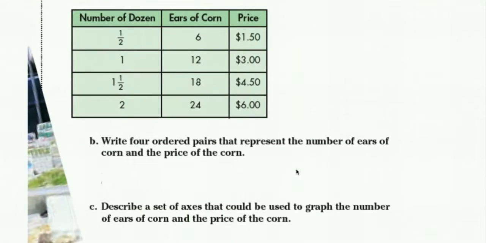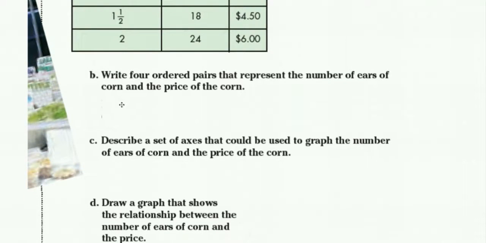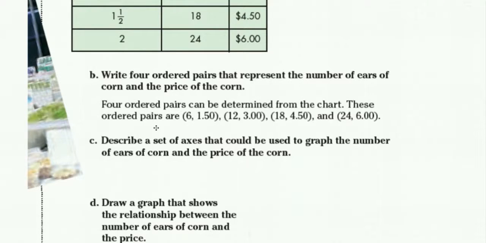Letter B, write 4 ordered pairs that represent the number of ears of corn and the price of the corn. 4 ordered pairs can be determined. These are 6 and 1.50, 12 and 3, 18 and 4.50, 24 and 6. The 2 numbers mentioned there.